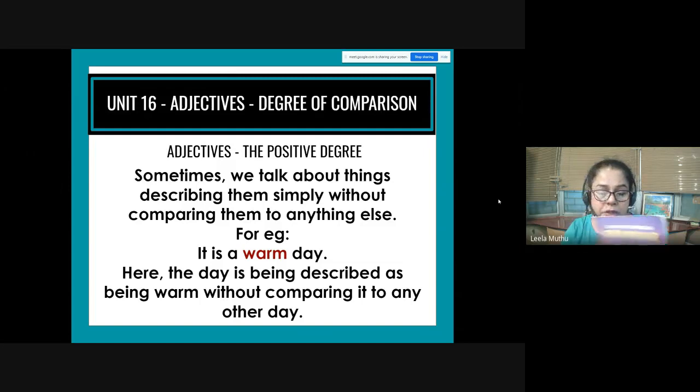All right. So now, in this sentence, it is a warm day. We're just talking about the quality of that noun. We're not comparing it to any other day. We're not comparing it to many days. We're just talking about that one particular day. It is a warm day. We talk about things, describing them without comparing them to anything else. This is the positive degree of comparison of an adjective. So the day is being described as being warm without comparing it to any other day.